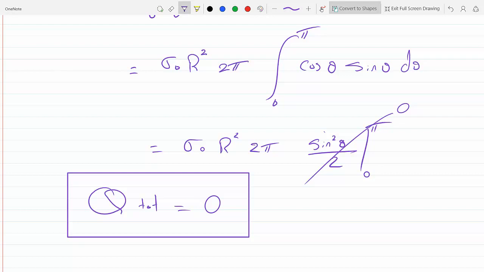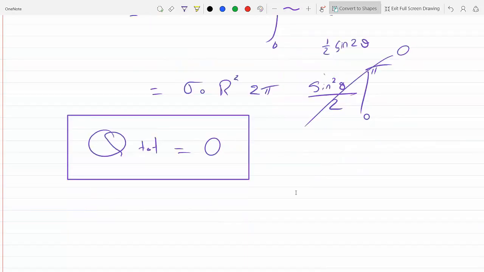And even if you wanted to do the shortcut and replace this with 1/2 sine 2 theta, the integral becomes cosine 2 theta. This is 1/2 sine 2 theta. This becomes cosine 4 theta over 2, which gets you 1 minus 1, which would get you 0 either way. Okay, so Q total is 0, yes.